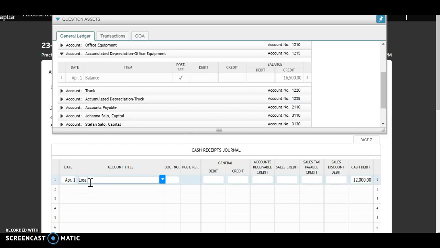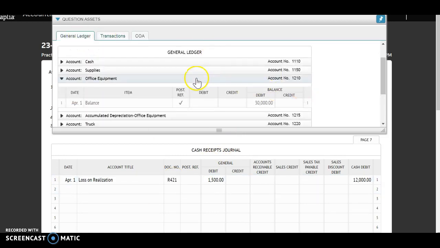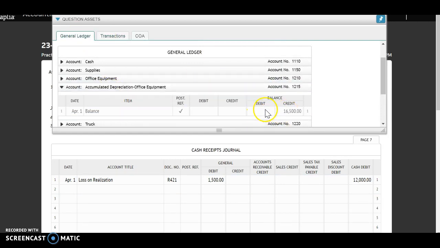That means we have a loss on realization of 1,500. So I know that I'm going to debit my loss on realization. Remember, you debit the loss, you credit the gain. So I'm going to put in that debit of 1,500 because we always should list our debits first. I have receipt 421. Now I need to get rid of the office equipment, so I'm going to be crediting my office equipment. And I also need to get rid of that accumulated depreciation, so I'll be debiting that. Since we put our debits in first, let's go ahead and put that in.